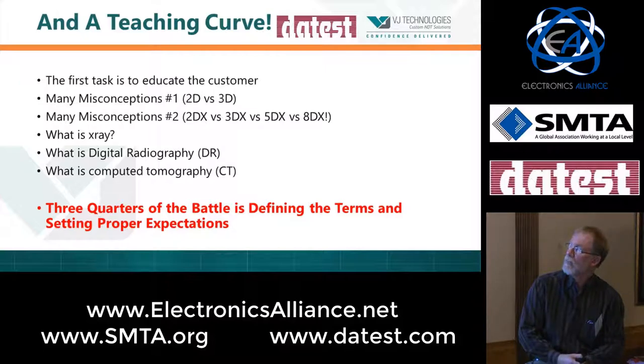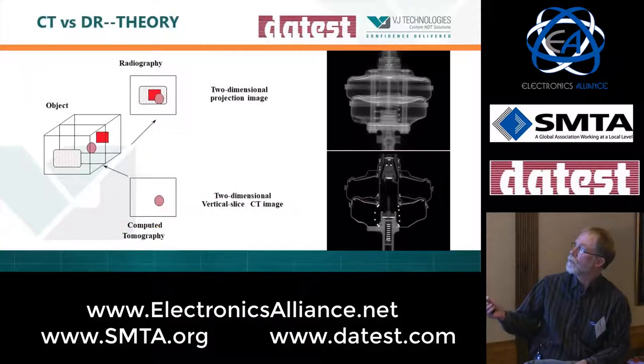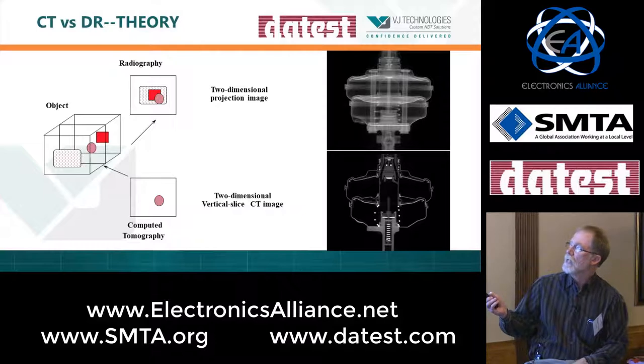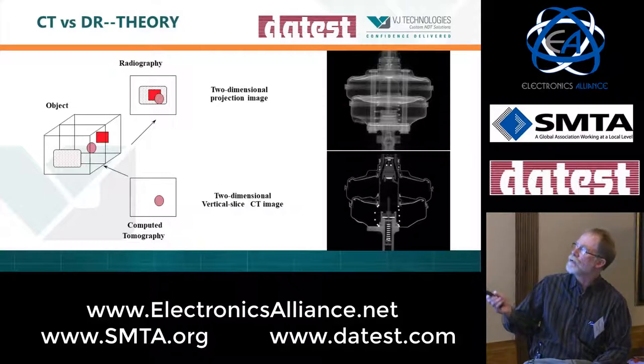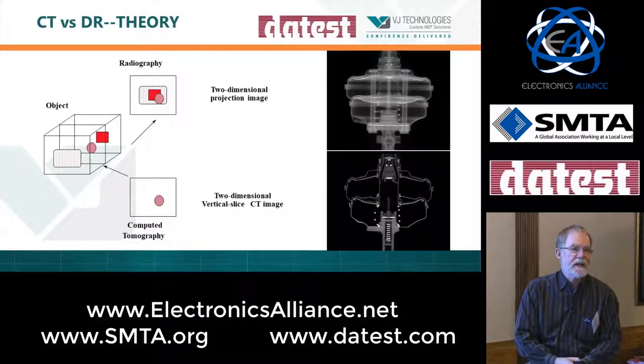Here are a couple of images to illustrate the difference I was just talking about. The top image is a radiographic image, what we call DR, digital radiography. It is a three-dimensional object that's been collapsed to a two-dimensional plane. And in so doing, it's captured everything that emits x-rays.